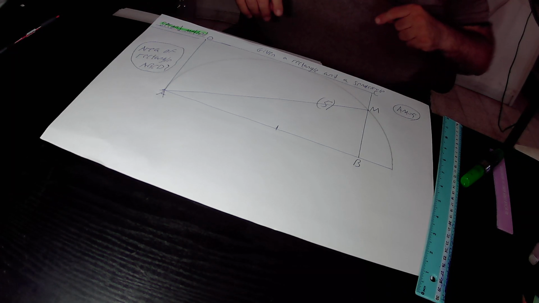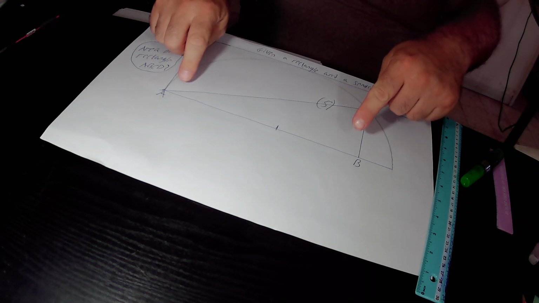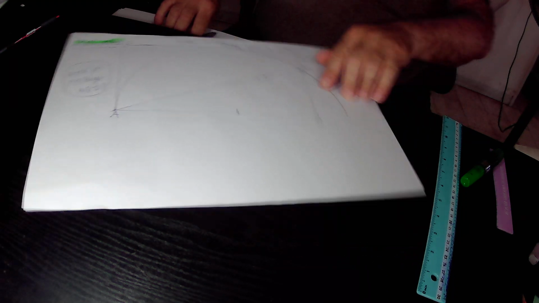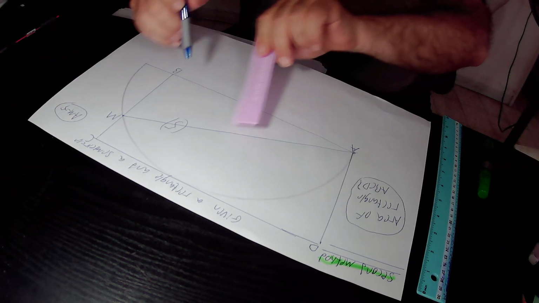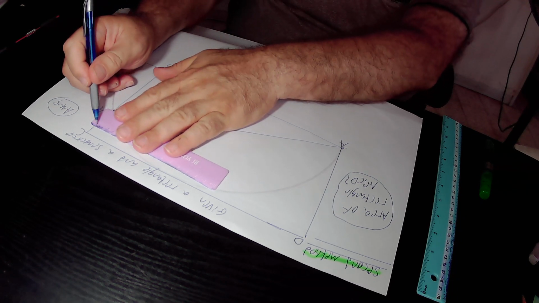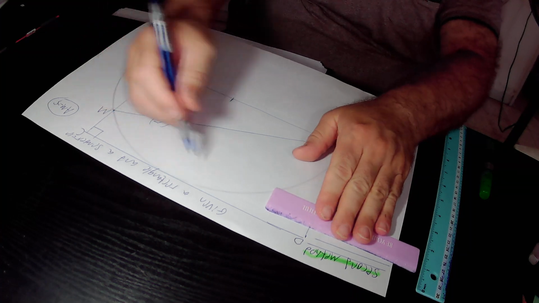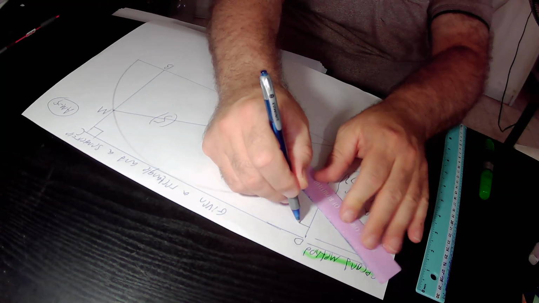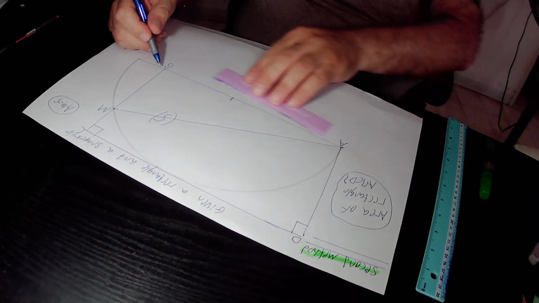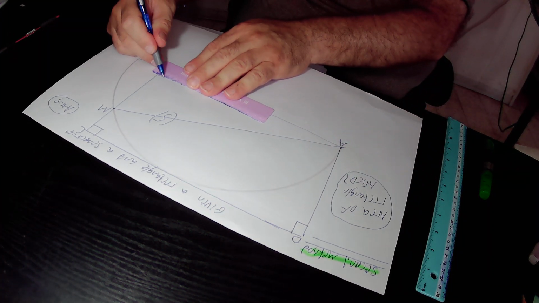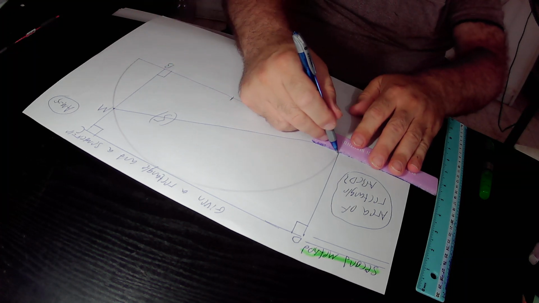First of all, because of the fact that ABCD is a rectangle, all those four angles inside rectangle ABCD are right angles. So actually, this is a right angle. This is also a right angle. This is a right angle. And finally, this is also a right angle.